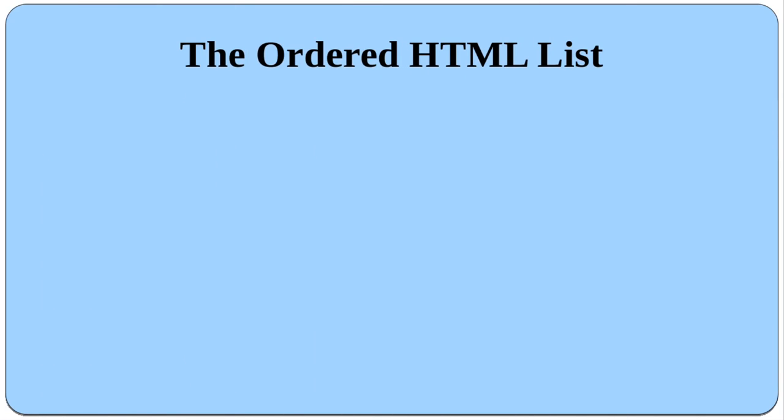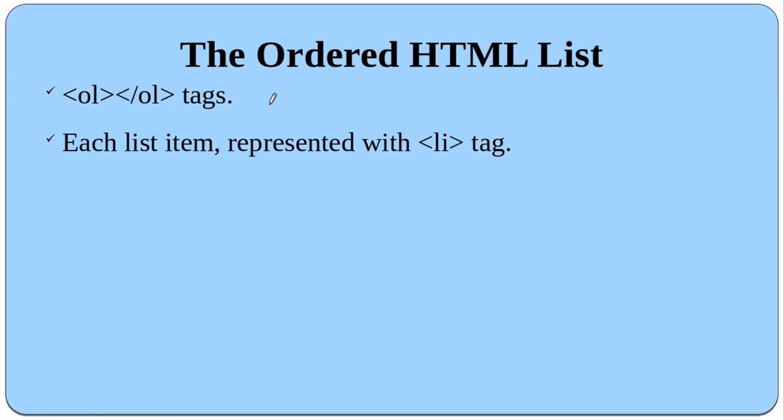The ordered HTML list. In order to implement an ordered HTML list, we use the OL tag, which means ordered list. The OL tag contains a closing tag. You need to close the tag using /OL. Each list item is represented with the LI tag.